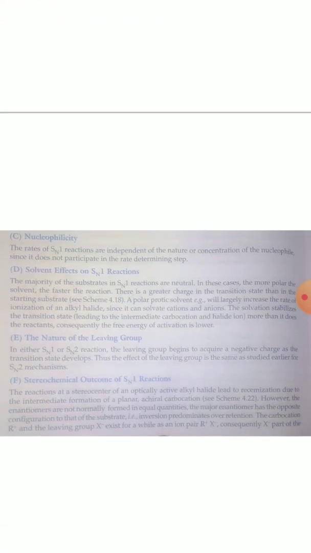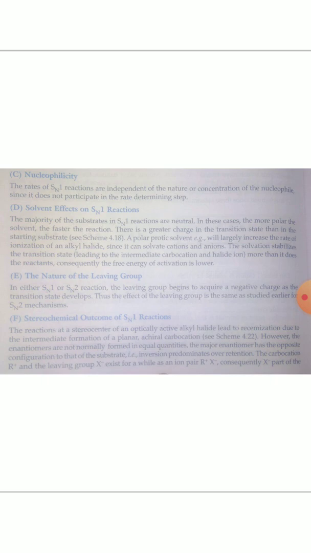The polar protic solvent, for example, will largely increase the rate of the ionization of an alkyl halide. Since it can solvate cation and anion, the solvent stabilizes the transition state leading to the intermediate carbocation and halide ion more than it does the reactant. Consequently, the free energy of activation is lower.